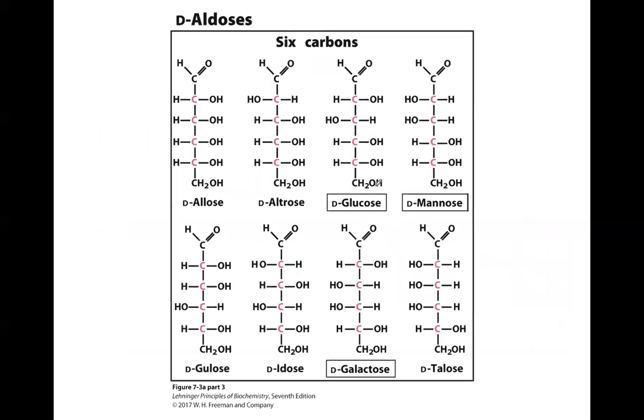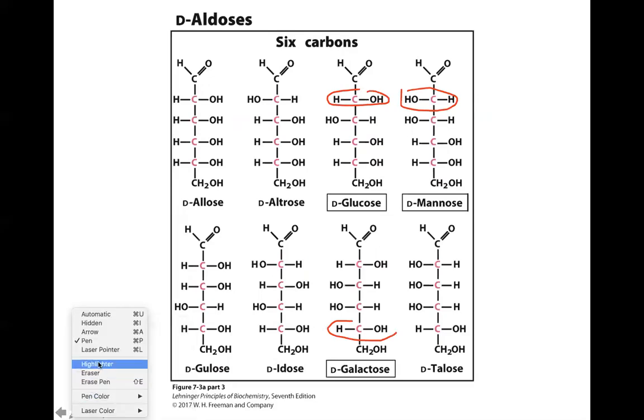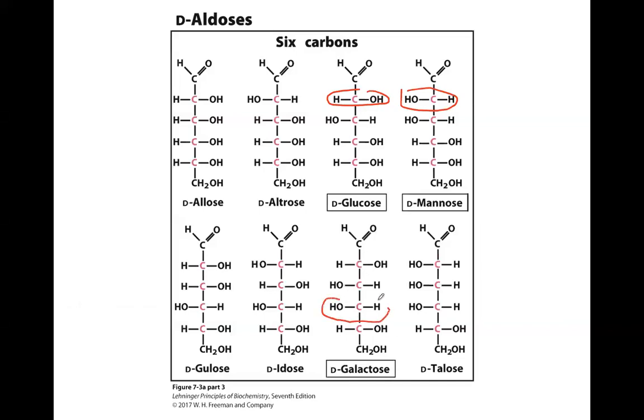And so these are hexoses. These are six carbon aldoses: allose, altrose, all these are D sugars. This is our D-glucose, mannose. Remember, mannose is the epimer at this position. Gulose, idose, galactose is the epimer at this position. Oops, incorrect position. Position 4. This is position 5. All right, talose.